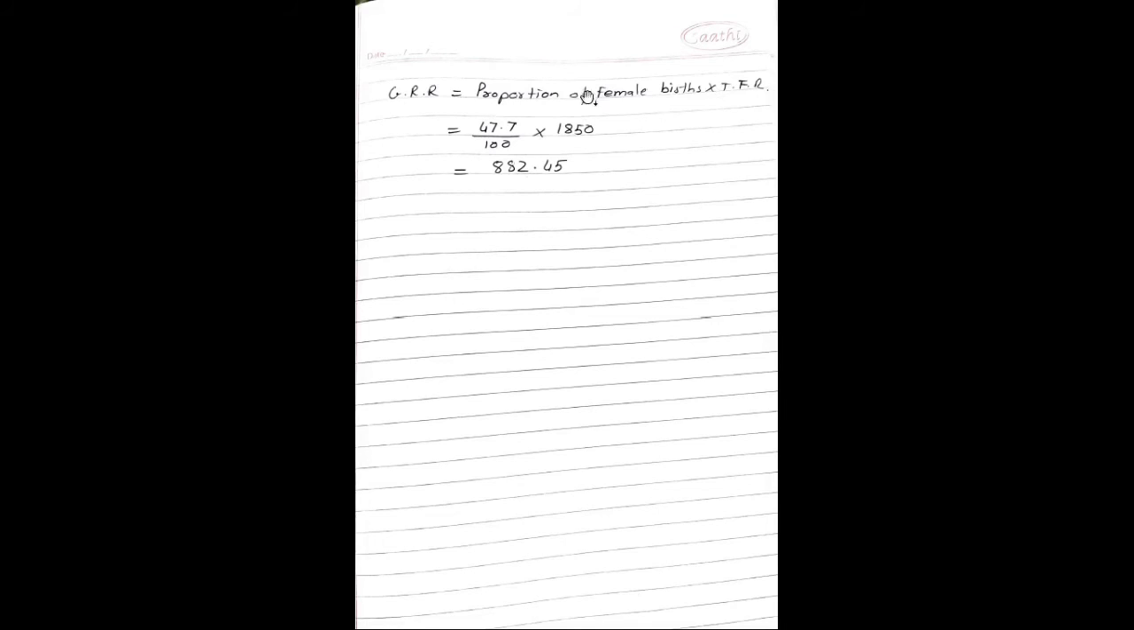Now the GRR formula is the proportion of female births into TFR. It has already been given that the proportion of female births is 47.7%. So 47.7 divided by 100 into 1850. So the answer becomes 882.45.